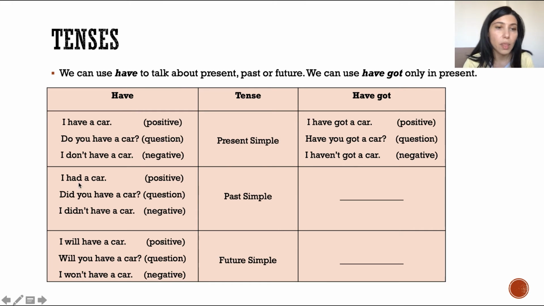In past simple, the word have changes to had. So I had a car. Did you have a car? The auxiliary verb is did, and I didn't have a car in the negative sentence. For future, we use auxiliary verb will. I will have a car, will you have a car, and I won't have a car. There is no past or future simple forms for the phrase have got. Also, the word have alone can also be used in present perfect, future perfect, or past perfect tenses, but the only tense that is possible for have got is present tense.